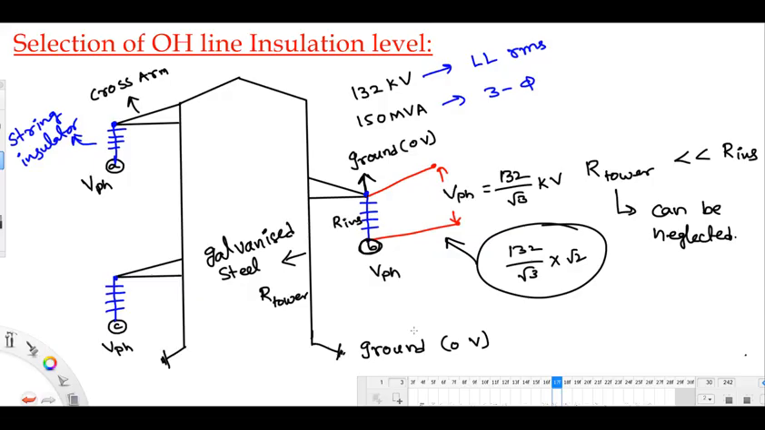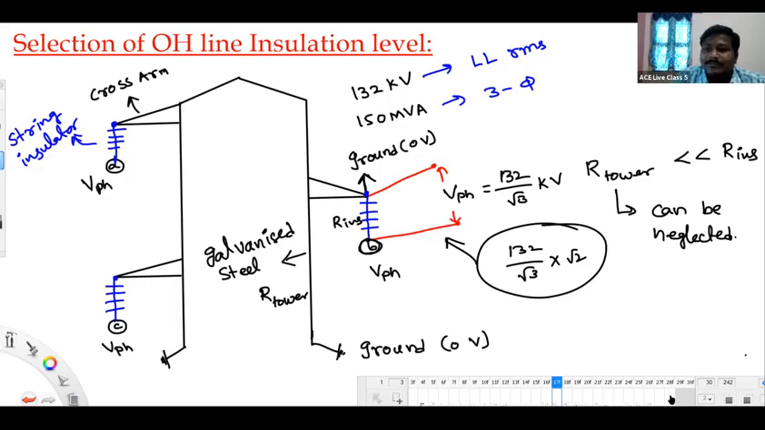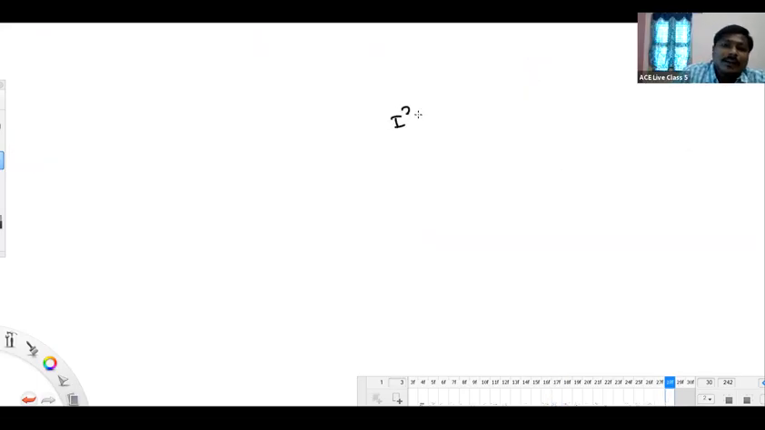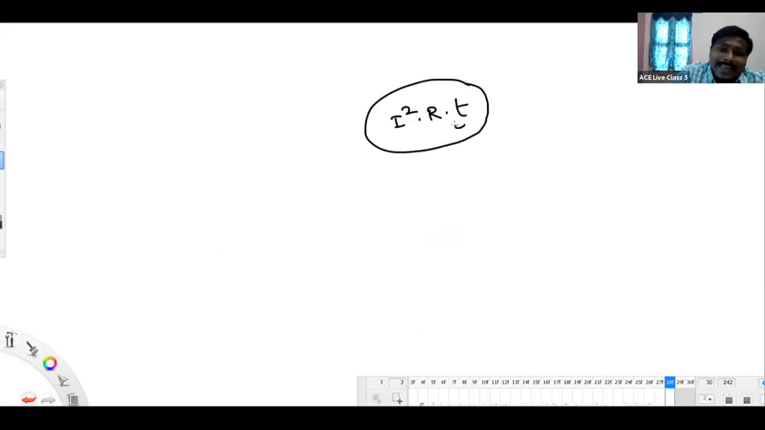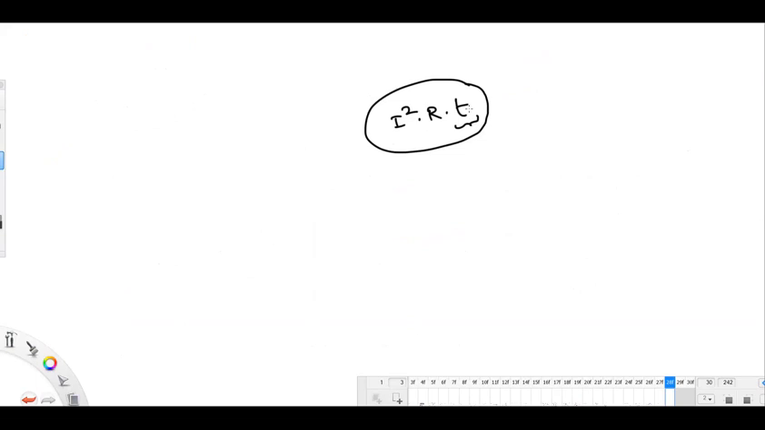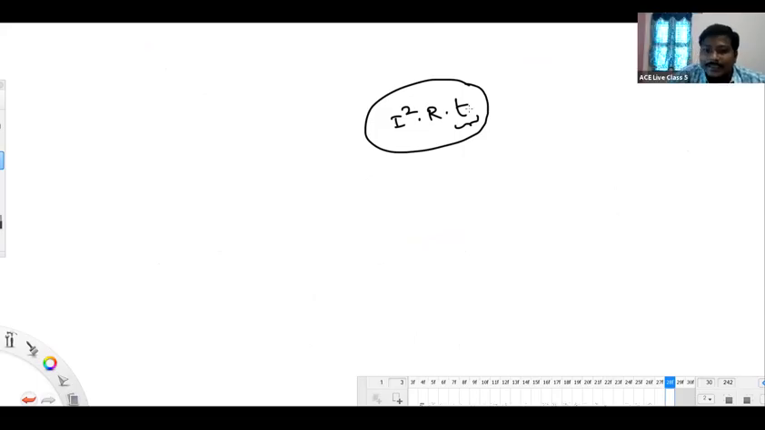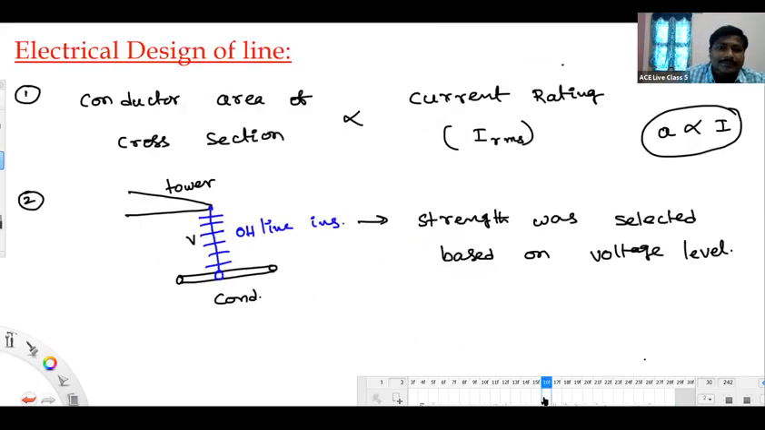Because of heat. Yes. What's the heat formula? I square R T. Yes, what is the time? For how much amount of time is this current passing through the conductor? Not 0, within less. For example, if you consider lightning, it will be in the order of 50 microseconds.